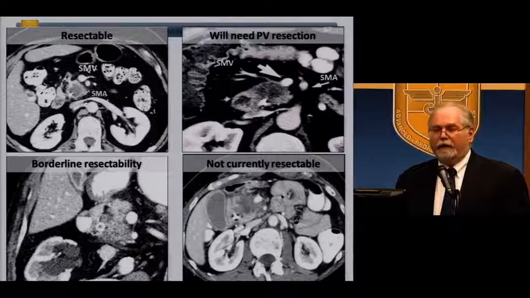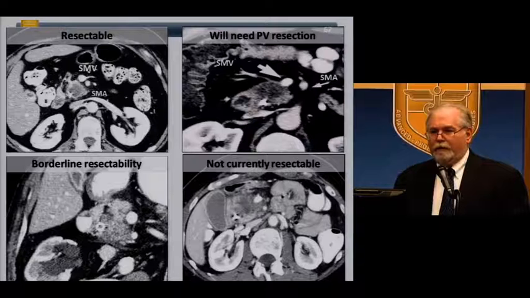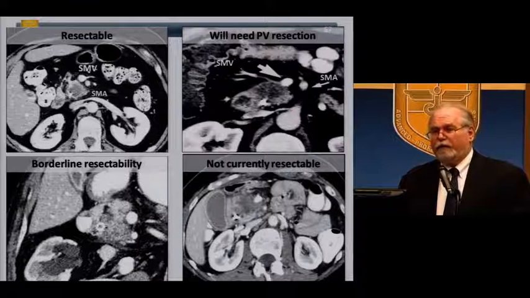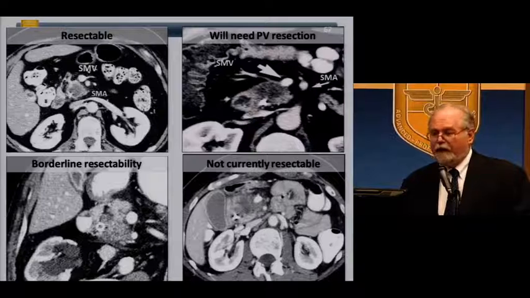Yes? How often do you see these currently non-resectable lesions converted to a theoretically resectable lesion with the neoadjuvant treatment? About 10 to 20%. With this and this, you'll have a much higher rate of conversion than this. This is going to be rare.